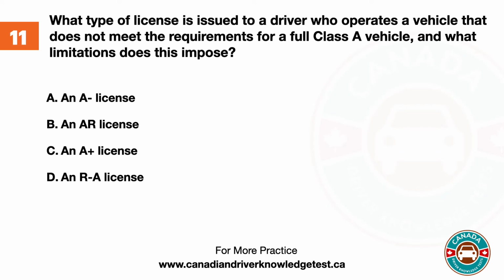Question 11. What type of license is issued to a driver who operates a vehicle that does not meet the requirements for a full Class A vehicle, and what limitations does this impose? A. An A license. B. An AR license. C. An A+ license. D. An RA license. The answer is B. An AR license.